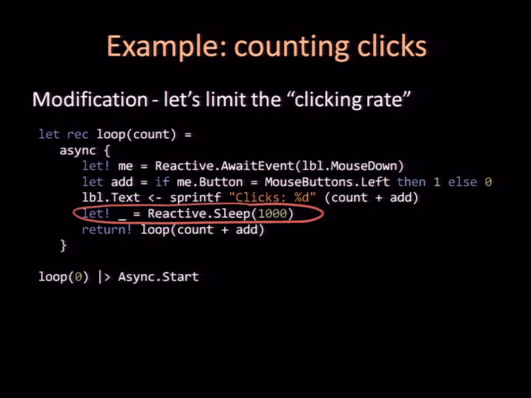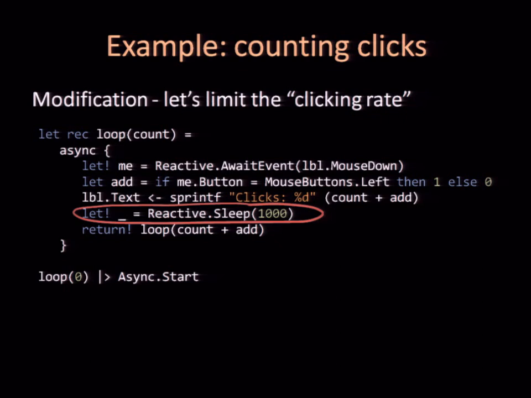Yeah, so we have one waiting point, which waits for the mouse down. Then it does some processing. And then we have a second waiting point, where we are waiting for 1 second. This reactive sleep creates just the basic workflow that resumes the agent after 1 second.